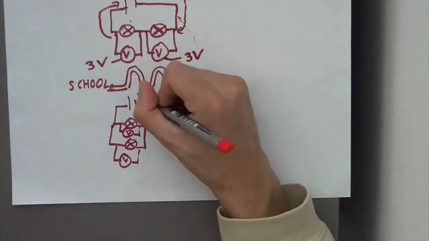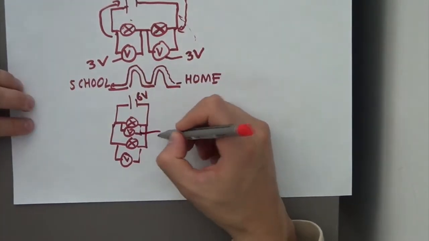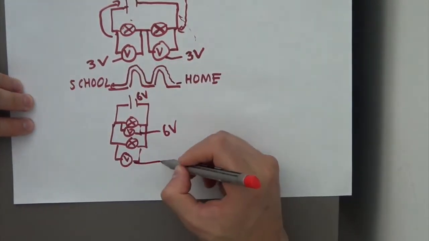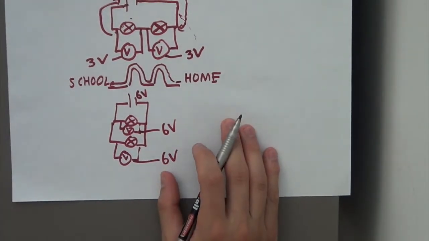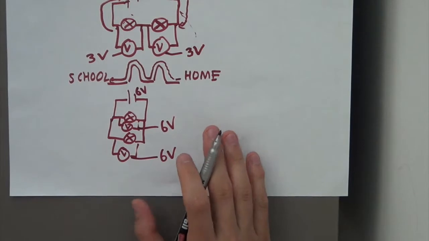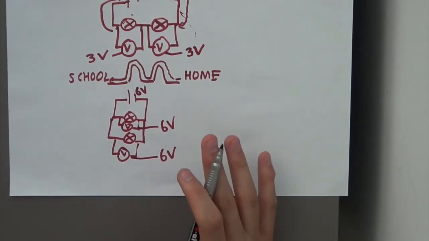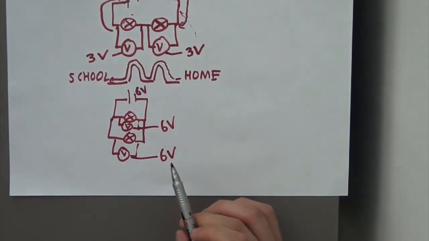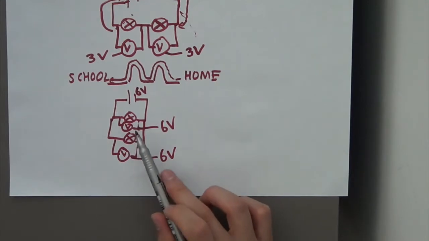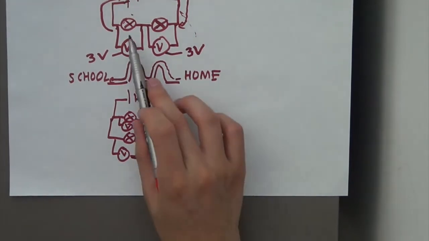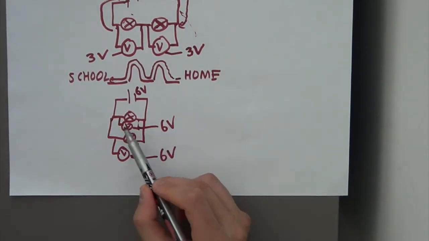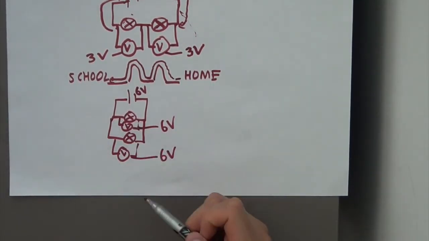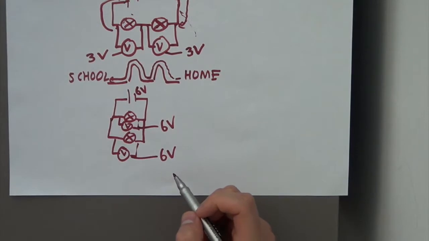What's happening here? Same battery, 6 volts, but this time this reads 6 volts and this reads 6 volts. And actually, if you did this experiment, and I'll show you in a later video in a virtual circuit builder application, the brightness of these 2 bulbs is actually brighter compared to these 2 bulbs. And the reason is because each bulb has 6 volts measured across it.